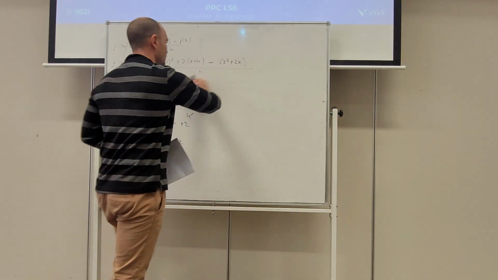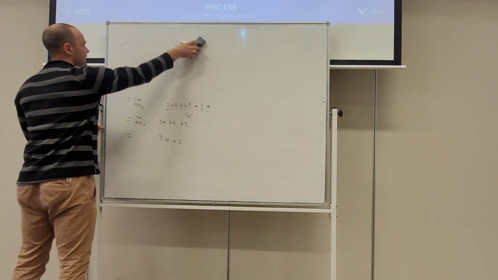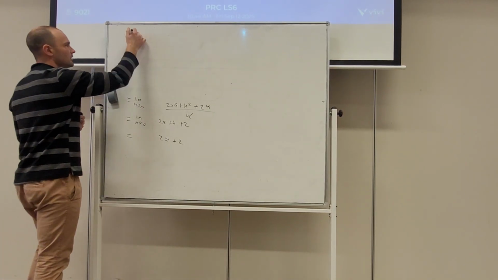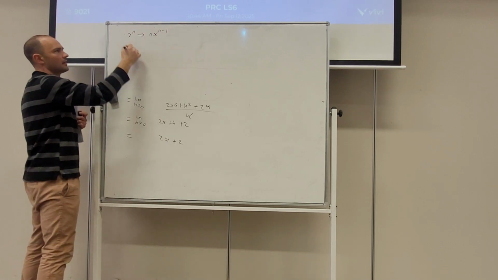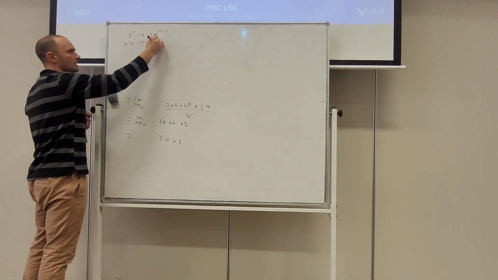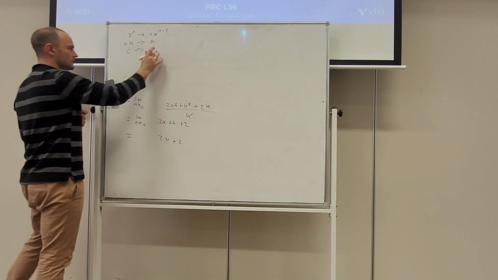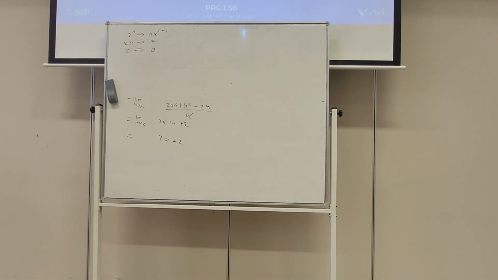Next we looked at simple differentiation. Just to recap the rules of simple differentiation, we have x to the n goes to n x to the n take 1. We have kx goes to k, and the derivative of a constant is 0. So those are the rules for simple differentiation.